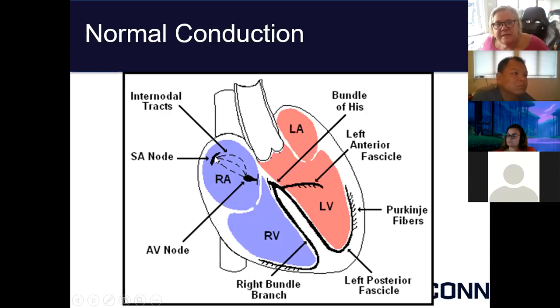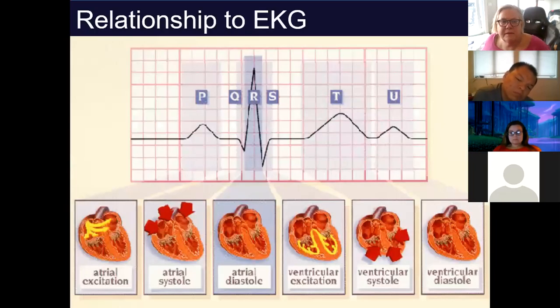So knowing SA node, AV node, bundle of His, right versus left bundles, and Purkinje fibers are important terms if you want to work with dysrhythmias and EKGs on a regular basis.